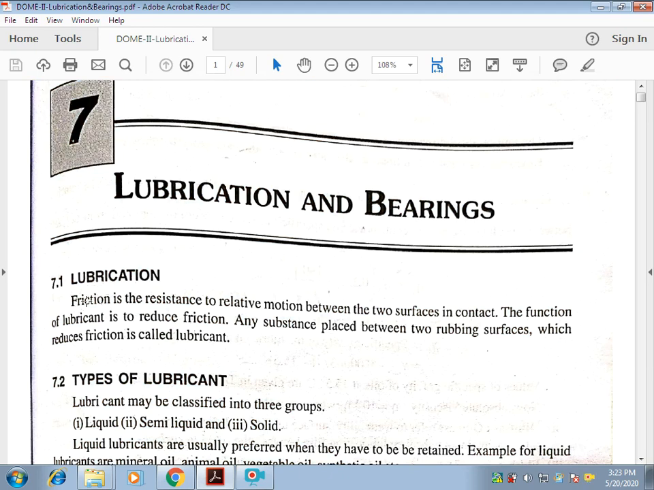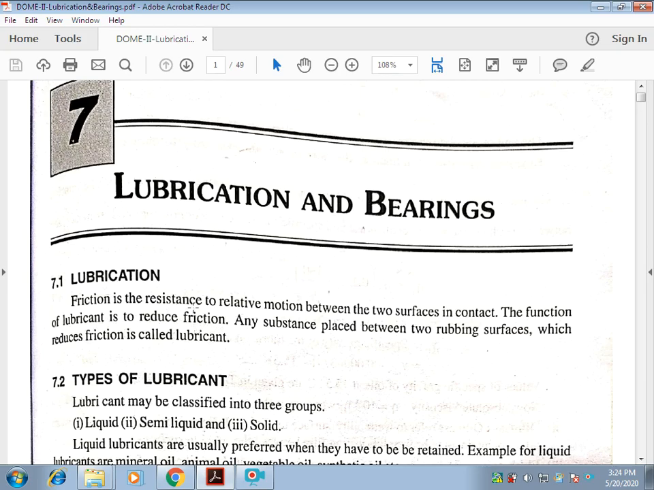Lubrication occurs because of the friction. Main purpose of the lubrication. Let us see what is the definition of lubrication. Friction is the resistance to relative motion between the two surfaces in contact. The function of the lubricant is to reduce the friction.